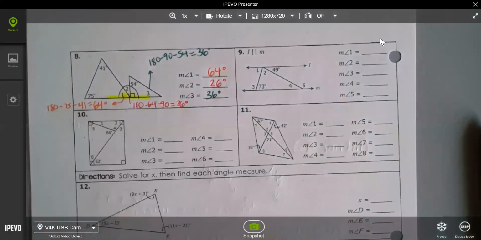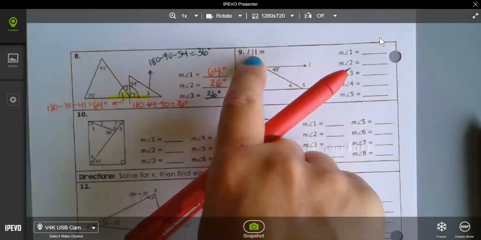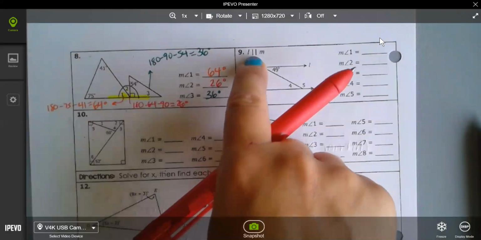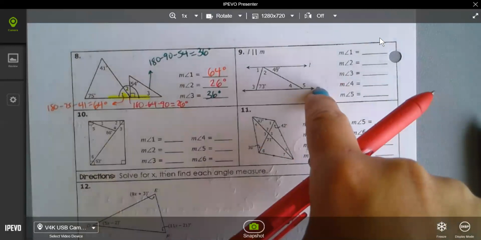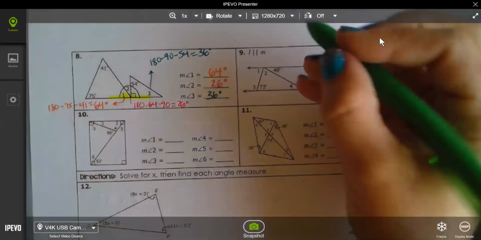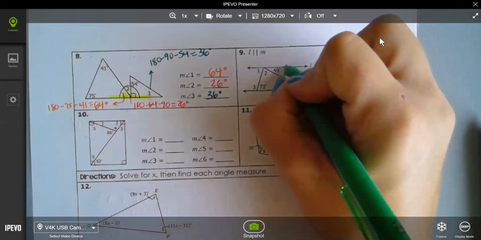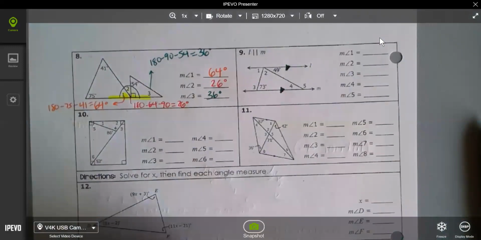All right, number 9. What does that symbol mean? It means that they are parallel. L and M are parallel. So I'm going to mark them as parallel. Remember how we do that? We do a little triangle like that and like that. That shows that they are parallel to one another.